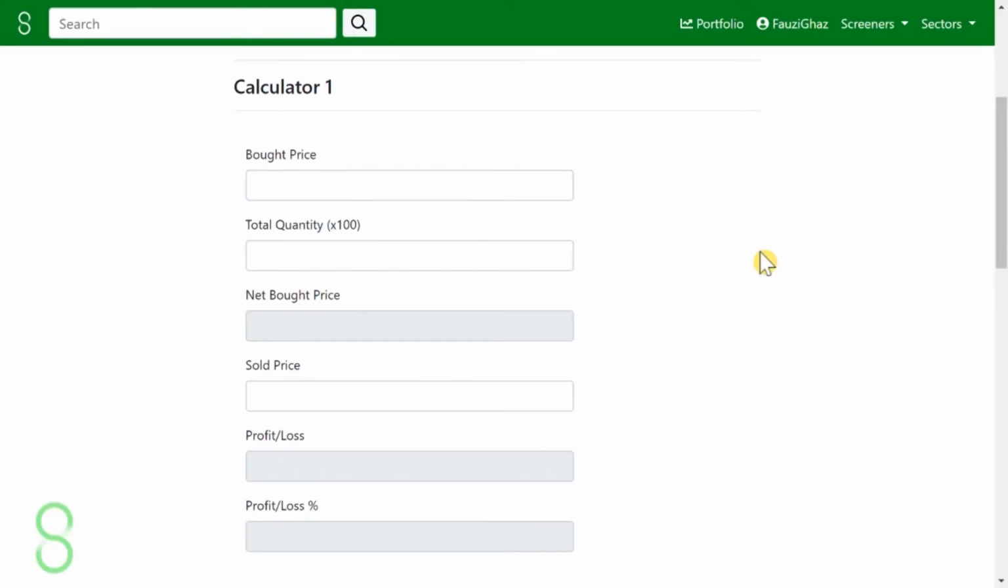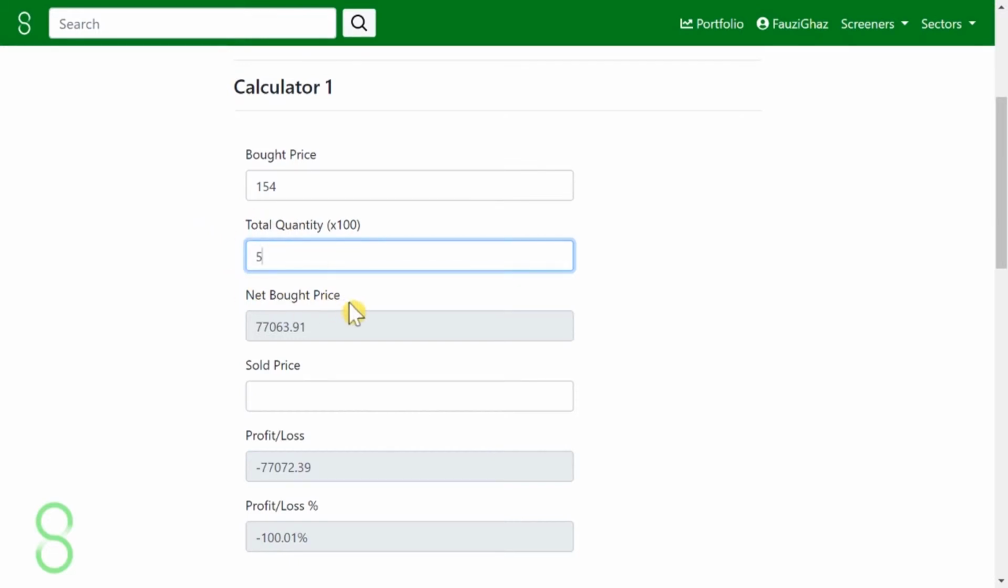For calculator 1, I would recommend it for people who have a clear idea on how they want to do their investments. For an example, a person who already knows what he wants to do, already knows that he wishes to purchase Nestle at 154. That's the price of Nestle currently, so he's gonna buy it at that price. The total quantity, he says he wants to buy 5 lots. You need to remember that the quantity here is times by 100, so it is in lots, not in units.